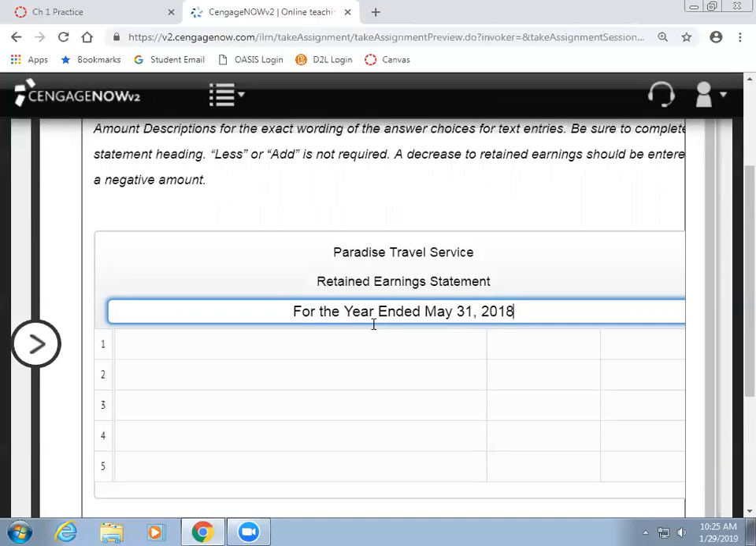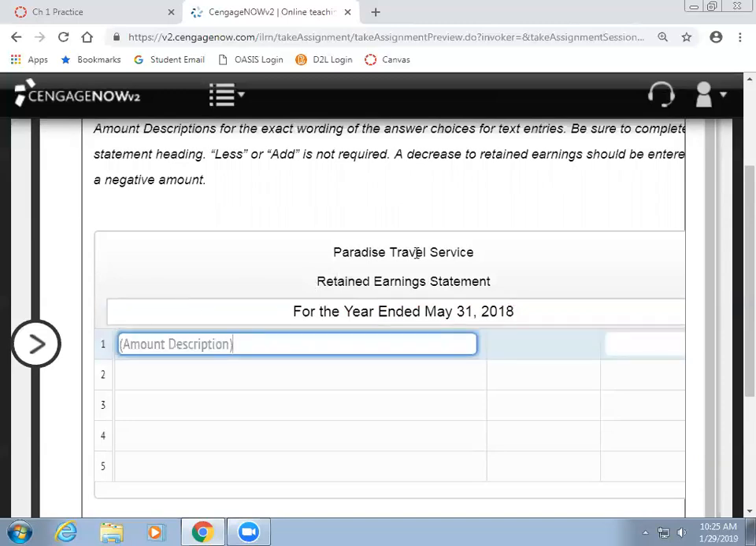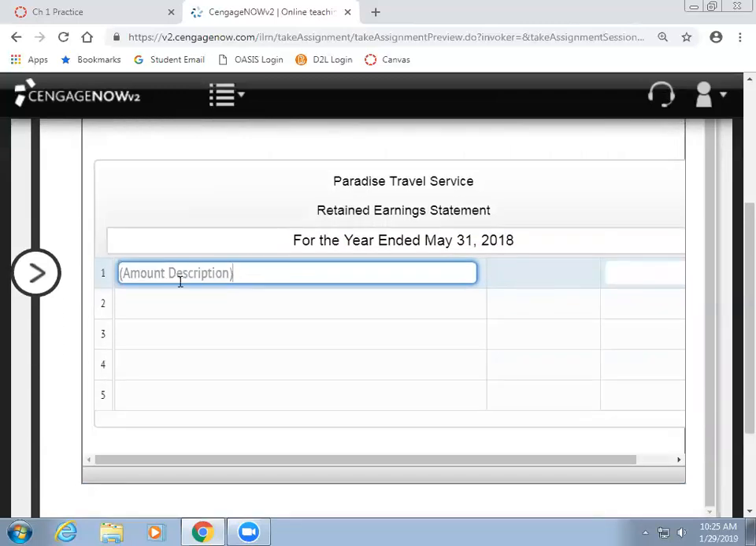We're still going to use the rightmost column for totals and the left if we need to add or subtract anything. Again, for your retained earnings statement, the first one is going to be an amount description. We always start with beginning retained earnings. So we're going to say retained earnings, comma, June 1st, comma, 2017.